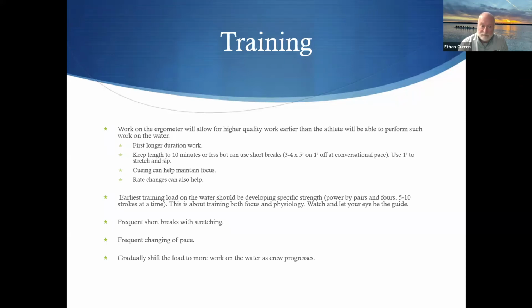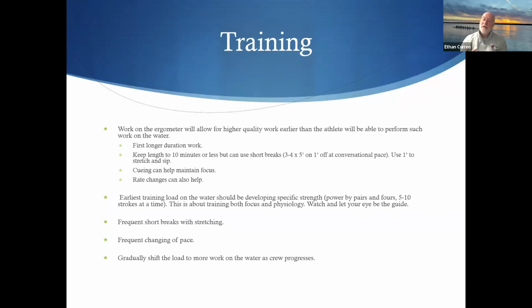So I think I'm old enough to remember when the University of Washington women were really good the first time, and they used to never do any pieces more than 10 minutes on the erg without stopping and stretching out and refocusing. And if that's good enough for University of Washington back in those days, it should be good enough for any of you.